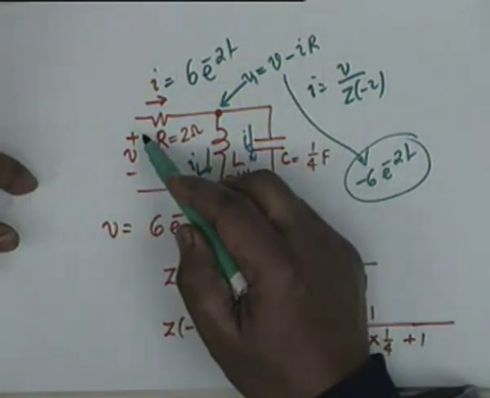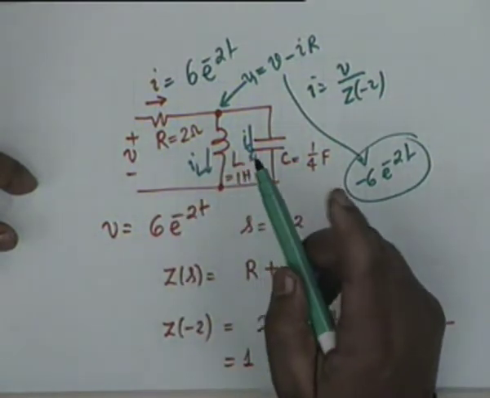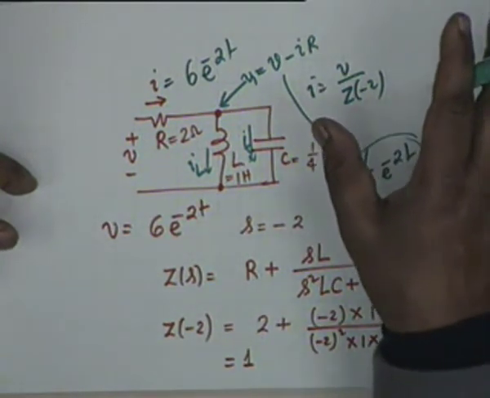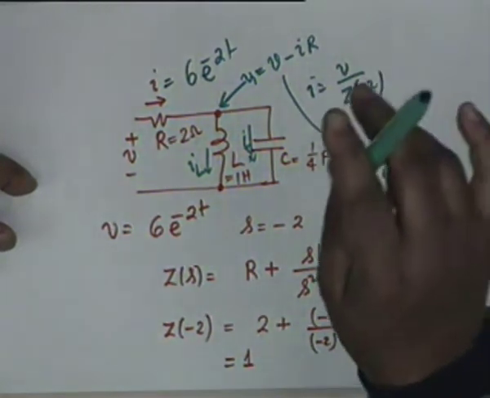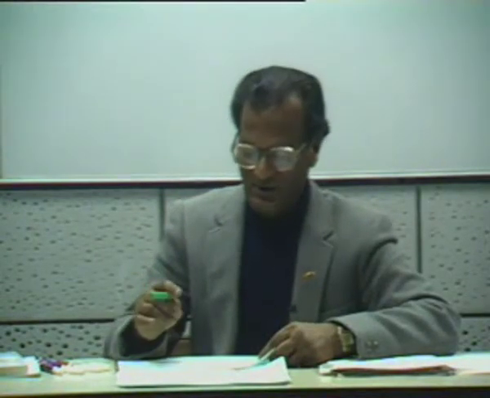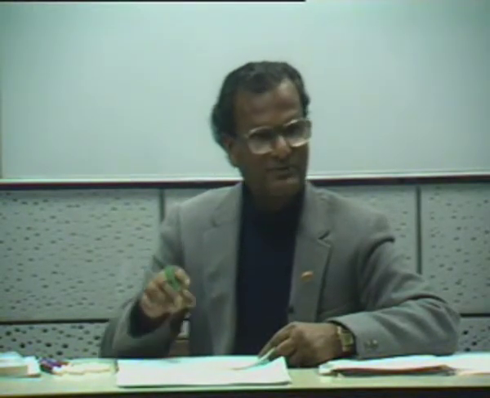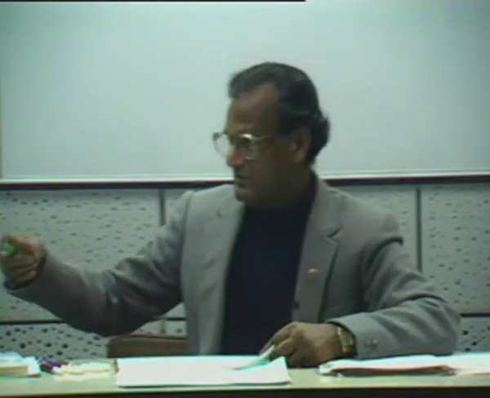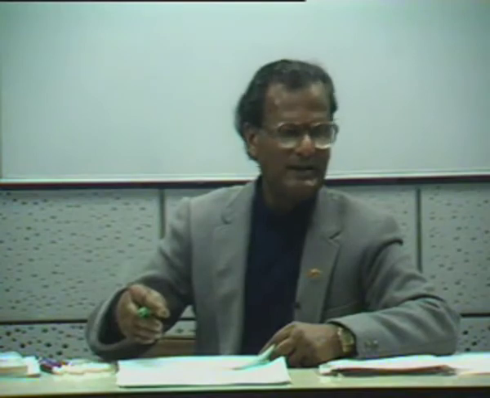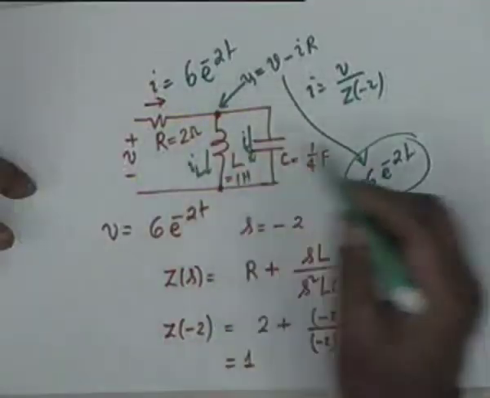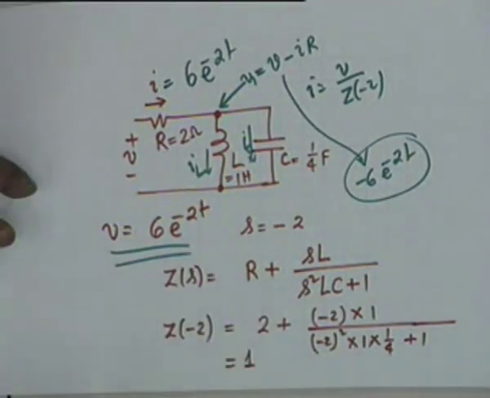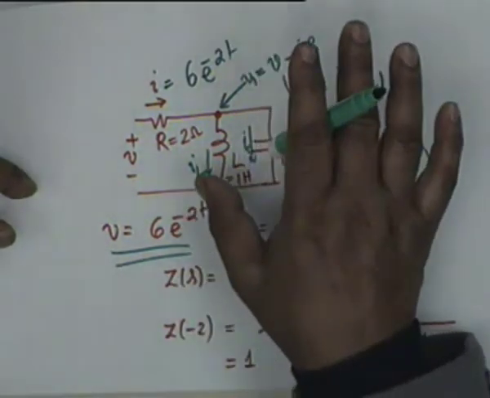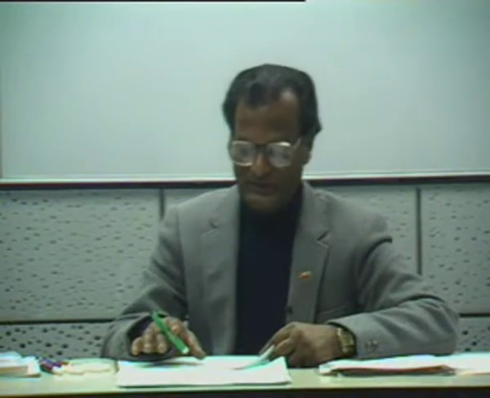You see, the excitation was exponential. I did not have to write a second order differential equation. Normally, in a circuit like this, I have to write a differential equation and then solve it, that is, write A1 e to the s1 t plus so on. I didn't have to do anything like that because I recognized that the excitation is exponential. And if the excitation is exponential, I can work purely in terms of impedances.